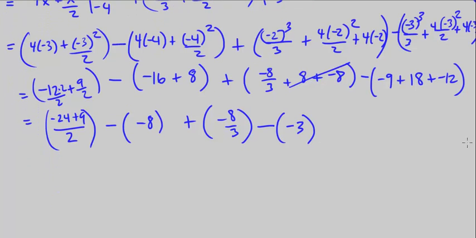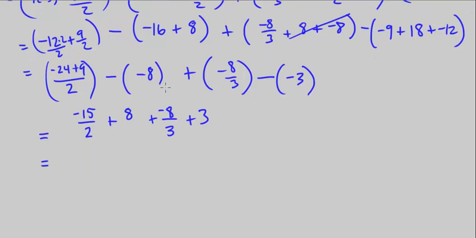So then we can continue to simplify this, and we get 24 plus 9. Negative 24 makes this negative 15 over 2, right? Minus a negative means plus 8, plus 8, negative 8 over 3, right? Plus 3. All right, now we're just combining fractions. So this is negative 15 over 2. 8 and 3 can be added, so that's going to be plus 11 minus 8 over 3.